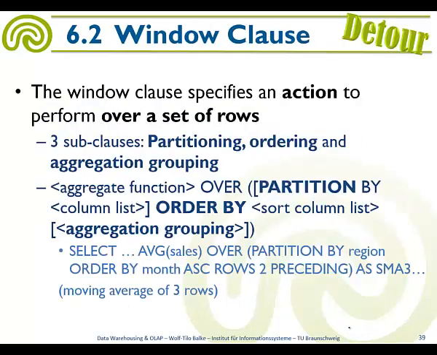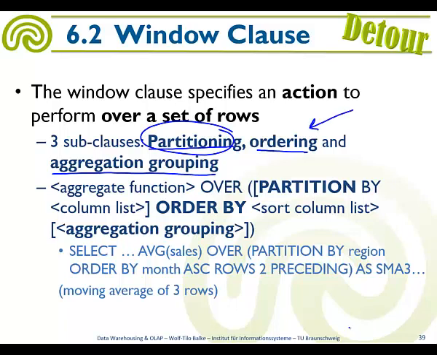As an example for that, how can you write the window clause? Basically, you break it down into 3 different sub-clauses. The first clause is the partitioning, ordering, and then aggregation grouping. In the partitioning, you basically identify which rows you're going to work with. Are you going to only be looking at the products? Are you going to be looking at the time? Are you going to be looking at the shops that you have?